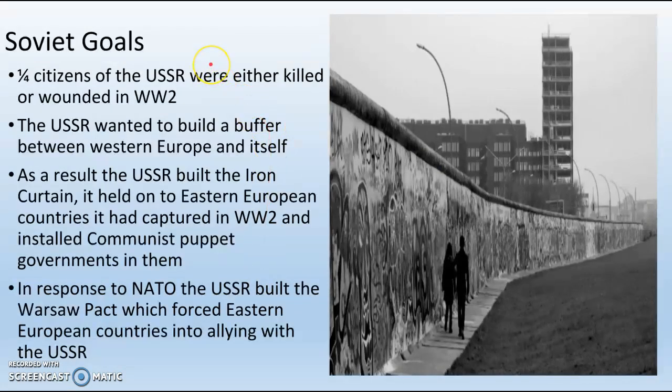So, Soviet goals. 25% of Soviet citizens were either killed or wounded in World War II. That's a lot. That is 1 in 4. The Soviet Union wants to build a buffer between Western Europe, what they see as aggressors like Germany, and itself. And as a result, the Soviet Union builds the Iron Curtain. It holds on to the Eastern European countries it had captured in World War II, and installs communist puppet governments in them. In response to NATO, the Soviet Union builds the Warsaw Pact, which forces Eastern European countries into allying with the Soviet Union.